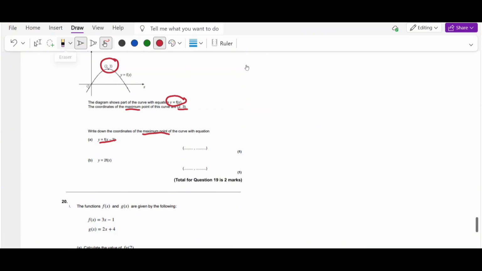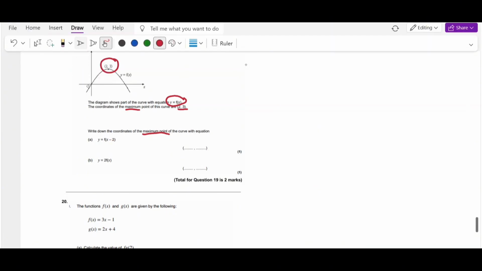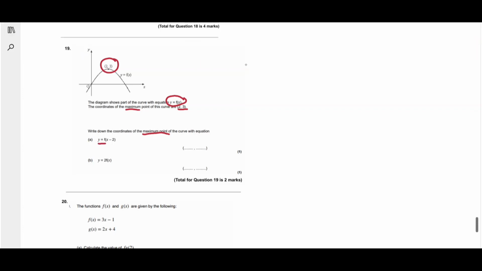So that is transformation of graphs here. That has been on the paper for the last 3 out of 4 years on either paper 1 or 2. So you've got to look at this when it's y equals f of x minus 2 and y equals 2f of x. So you will get something like this. It might not always give you the graph drawn. It might just give you y equals f of x, and it'll ask you various things about it. And it could be a trig graph, sine or cosine graph. So there's a few things that you need to know.